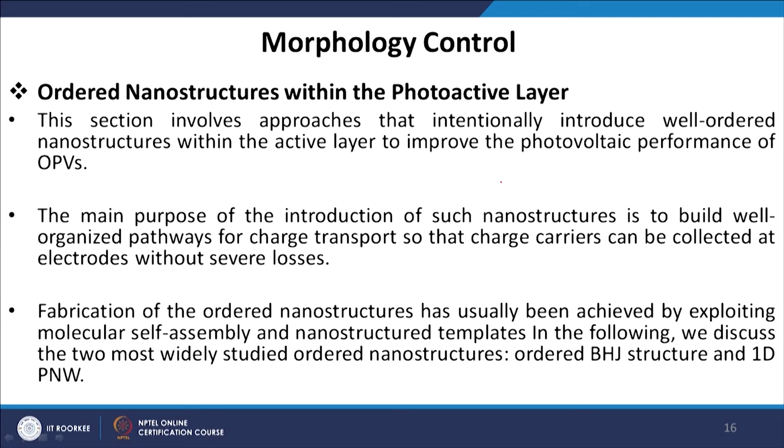One objective of the pattern, let us say, is that I want to make a waveguide kind of structure. Then I can increase the light confinement. If the electric field enhancement is there, then there will be more charge separation and there will be more short circuit current in the devices.